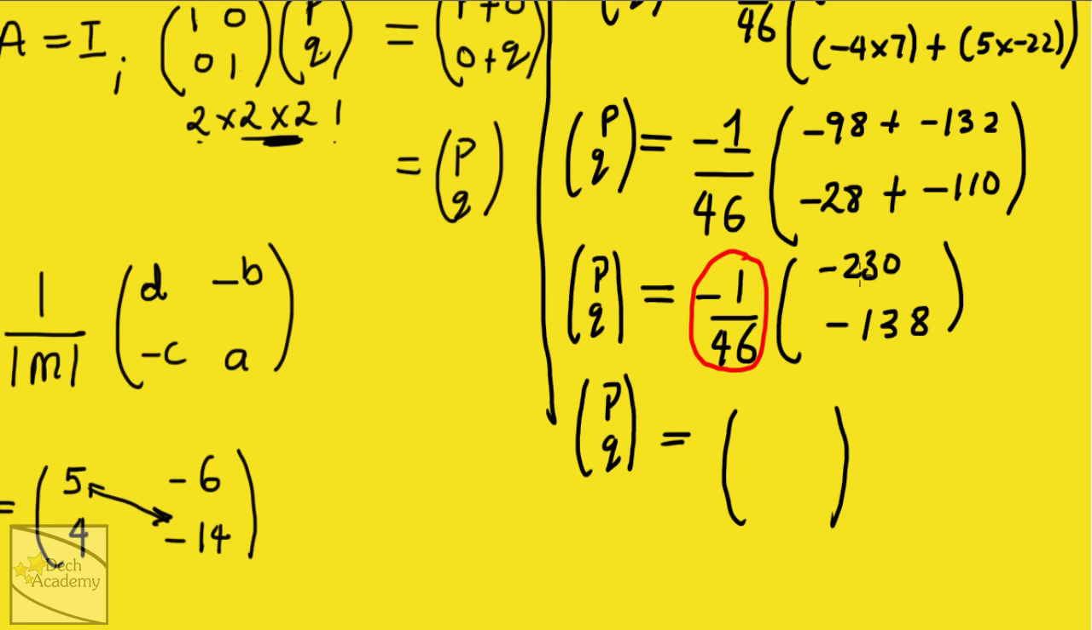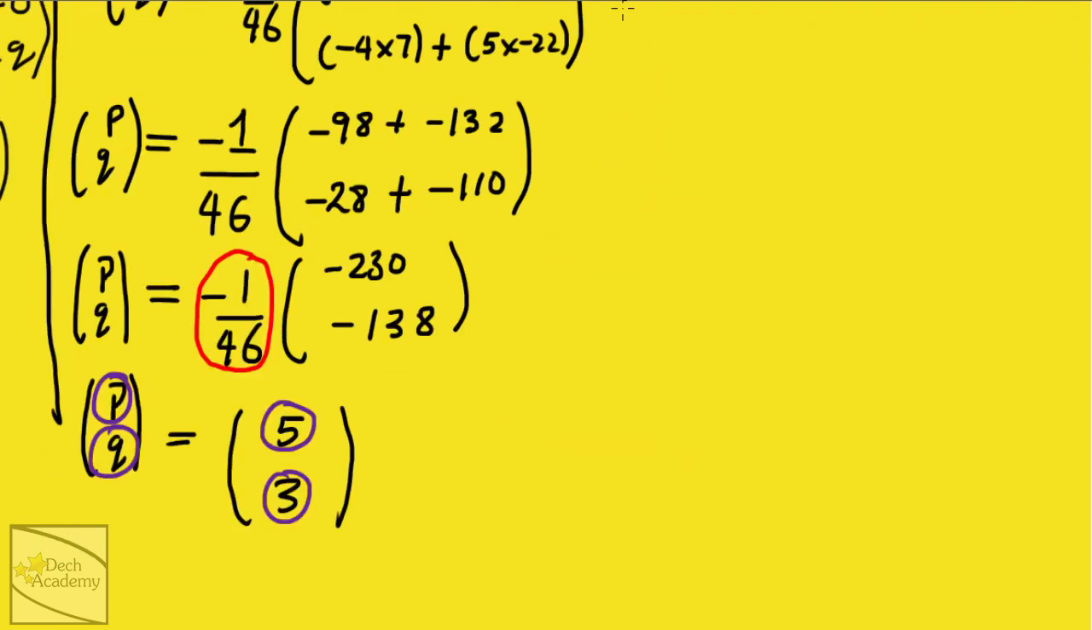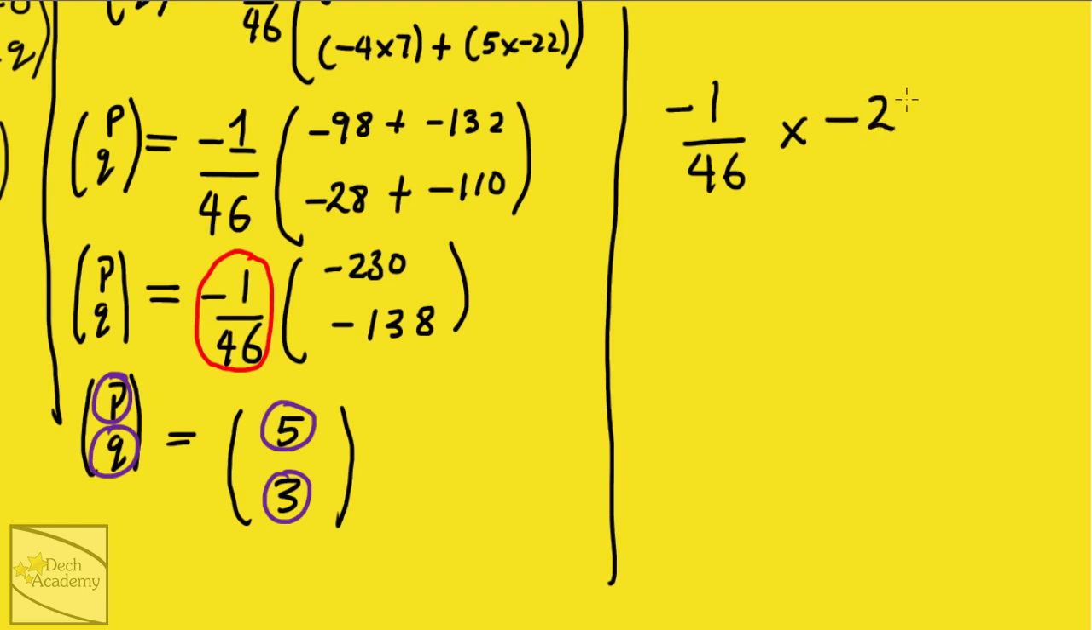So minus 1 over 46 times minus 230 is 5. And minus 1 over 46 times minus 138 is 3. So by comparing elements, you can see that P is 5 and Q is 3. I'll just show the multiplication step. So minus 1 over 46 times minus 230, same thing as times minus 230 over 1.